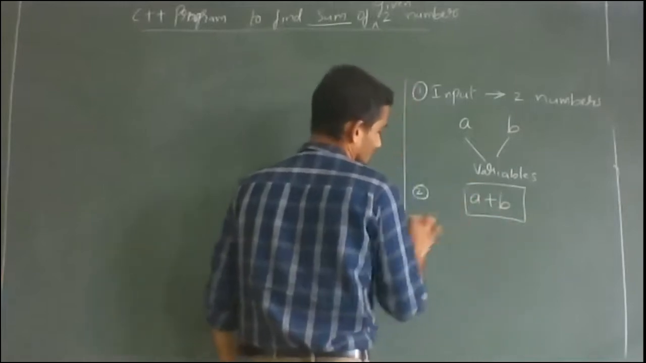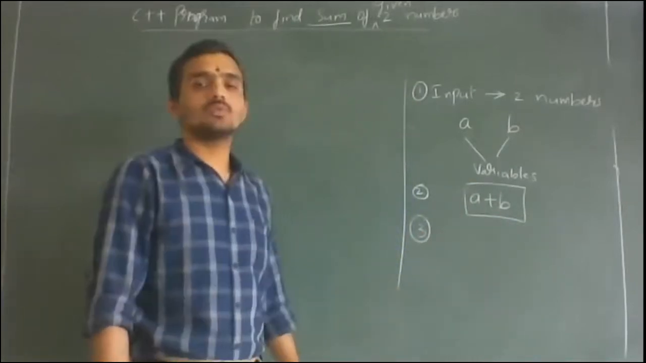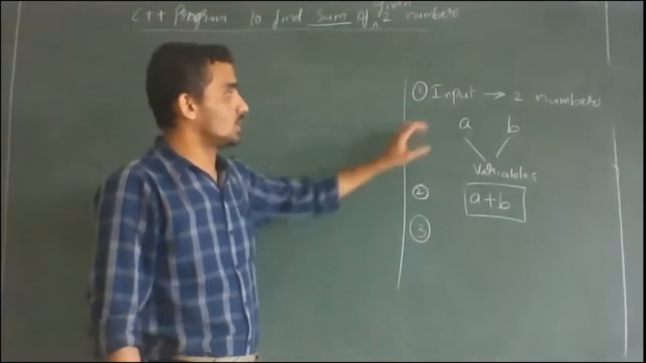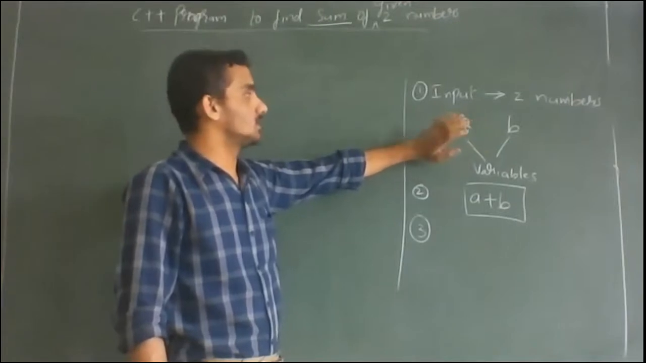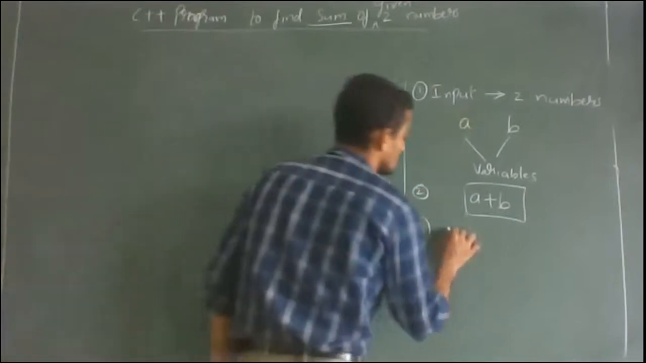Then third one, output. What output should we display? See, two numbers we should not display. We should display some value. I can say sum.